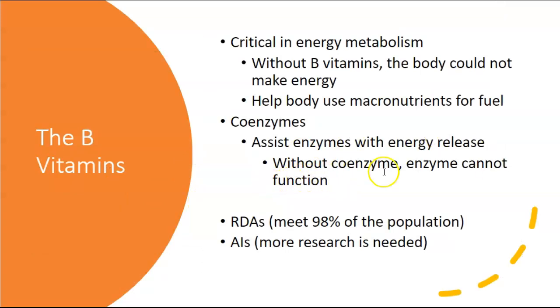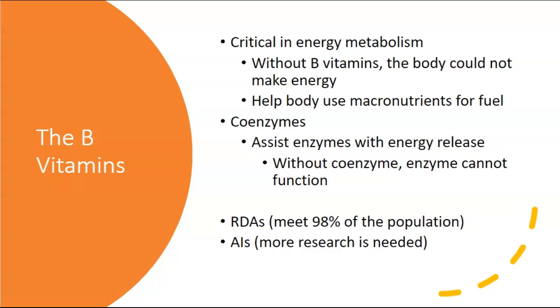So the B vitamins, they're critical in energy metabolism, and you're going to see that throughout all of the B vitamins. Without them, we can't make energy. So very important, the B vitamins. They help our body use carbs, proteins, and fats and turn it into energy, as you saw in the energy metabolism chapter. They also assist and work with enzymes, so they're coenzymes, to help release energy. And without that coenzyme, enzymes would not be able to function.